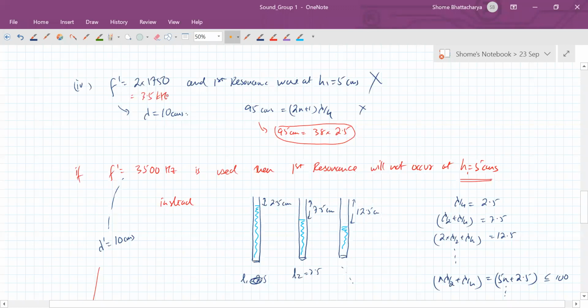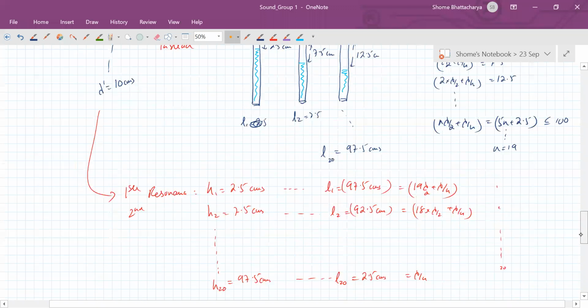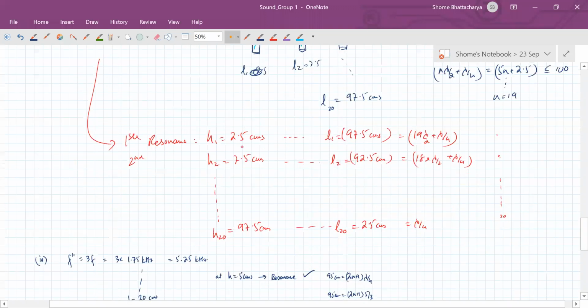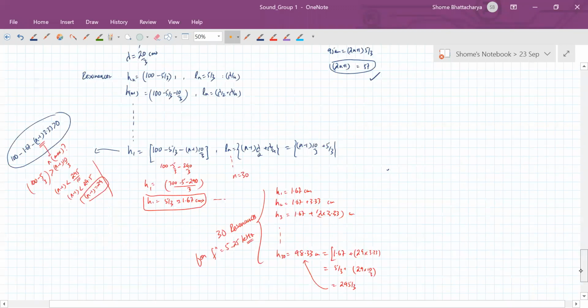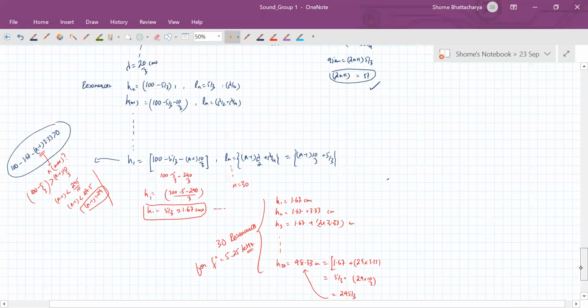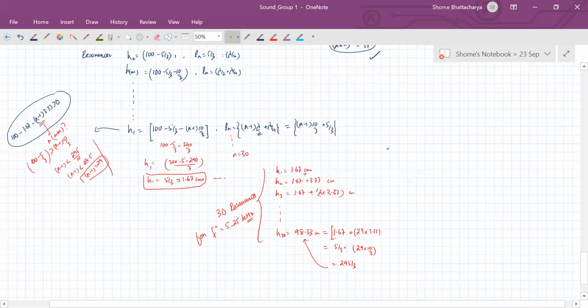At 3.5 kilohertz, you're getting these many harmonics, starting from the first resonance being at a height of 2.5, and the 20th resonance being at a height of 97.5. Whereas in this case, when it is 5.25 kilohertz, your first resonance is occurring at a height of 1.67, the 30th one will occur at a height of 98.33, and this is the series. If you analyze this question, all these types of situations will be easy for you to solve.